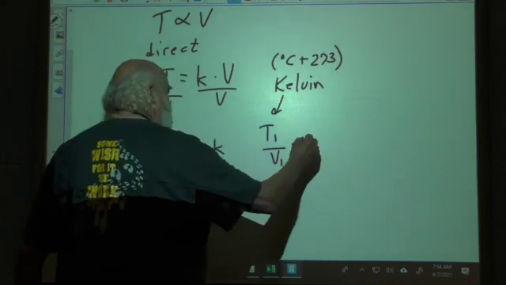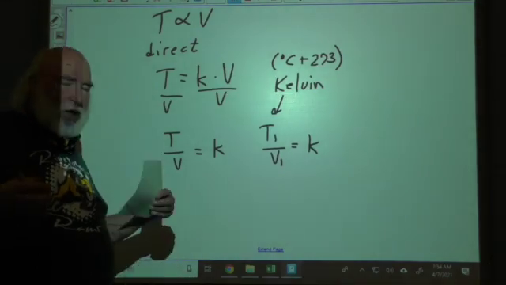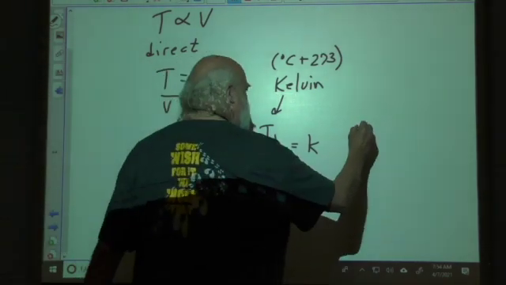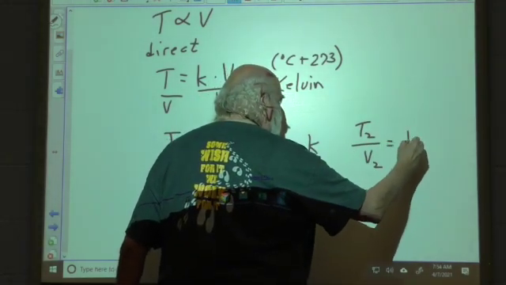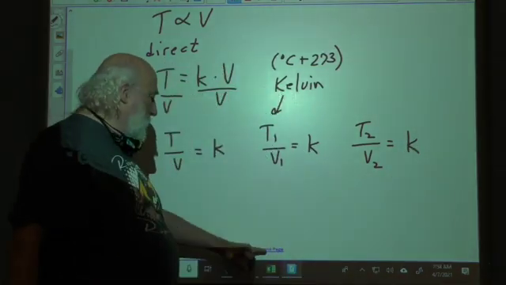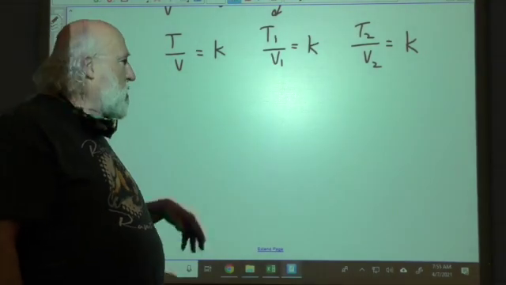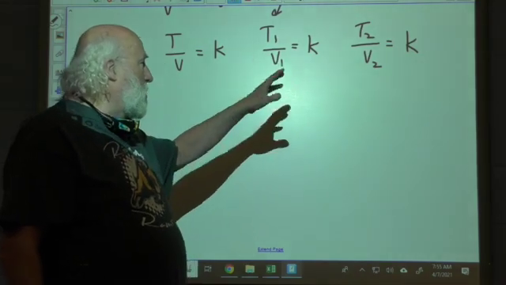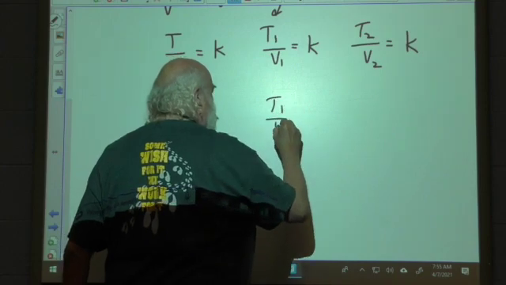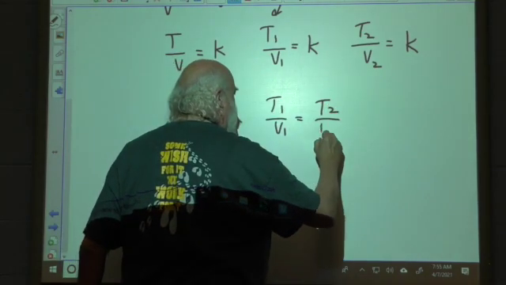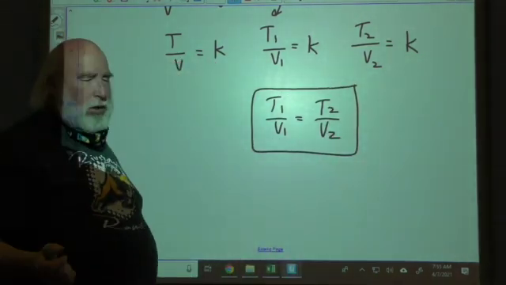So T1 over V1 is going to give us that constant. If we change the temperature, the volume is going to change, or we change the volume, the temperature is going to change. That gives me a new set of conditions, T2 over V2. Divide those two out, and again, it's going to give you the same value of K. And as we talked about in Boyle's Law, according to the transitive property of mathematics, if A equals B and B equals C, therefore A equals C, since they're both equal to K, then T1 over V1 equals T2 over V2. And that is the formula that we are going to be using for Charles's law.